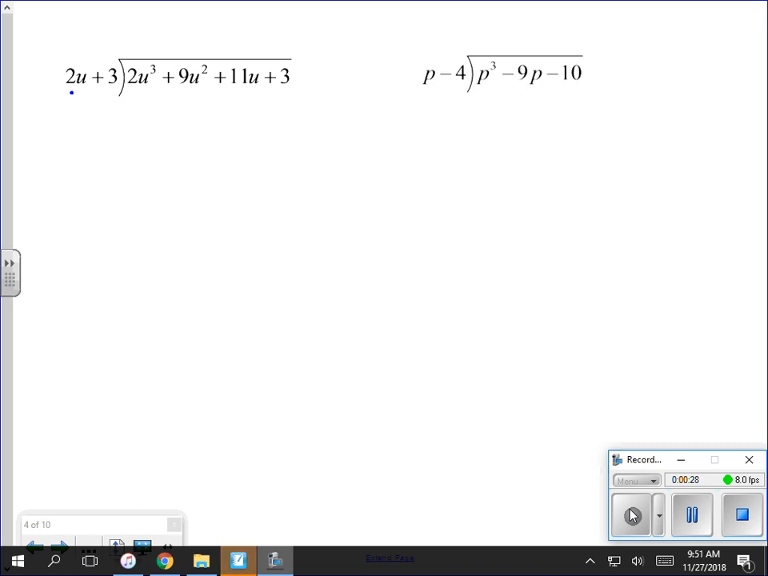2u goes into 2u cubed u squared times, because u squared times 2u gives me 2u cubed. Multiply it out, 2u cubed plus 3u squared, and then subtract. Once again, the subtraction is where most mistakes are made. 2u cubed minus 2u cubed, gone. 9u squared minus 3u squared gives me 6u squared. Bring down the 11u. Plus 11u. 2u goes into, that's not 3, that's a 6. My bad.